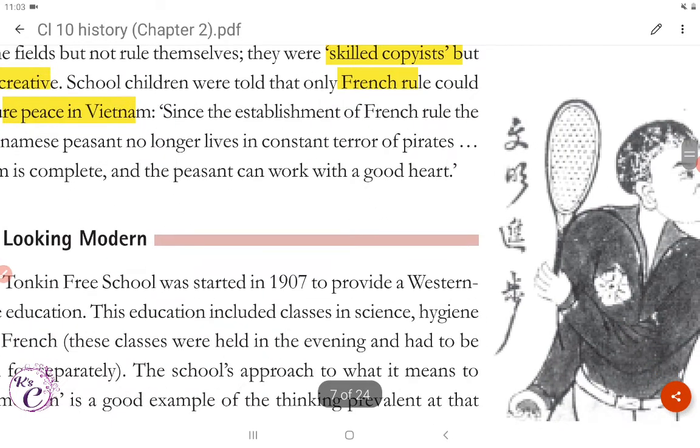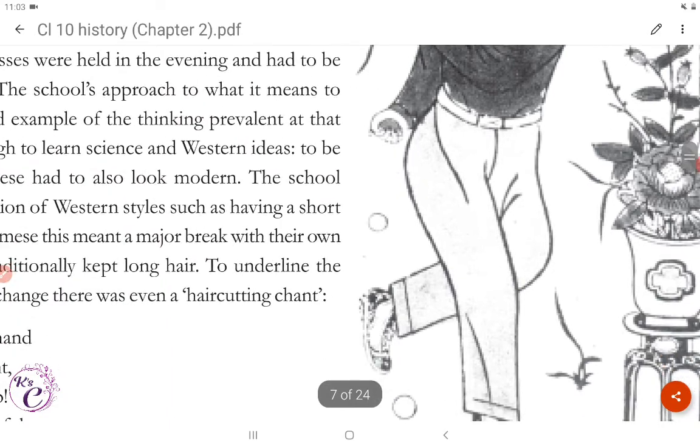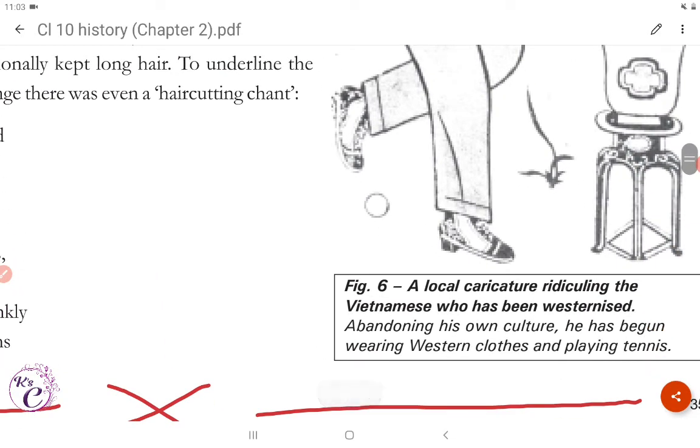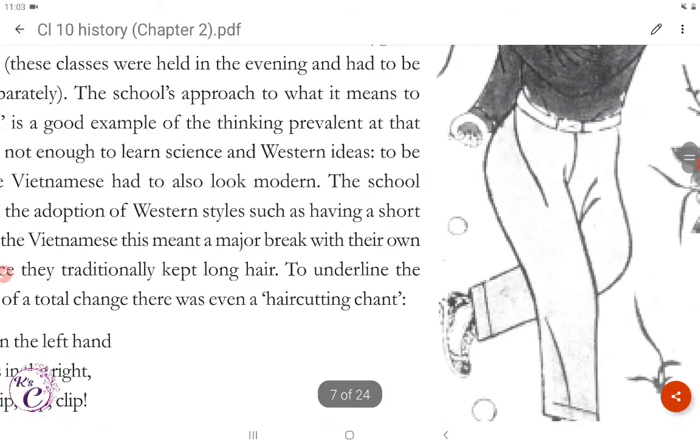So, here's a figure. Figure 6. A local caricature ridiculing the Vietnamese who has been westernized. Abandoning his own culture, he has begun wearing Western clothes and playing tennis.